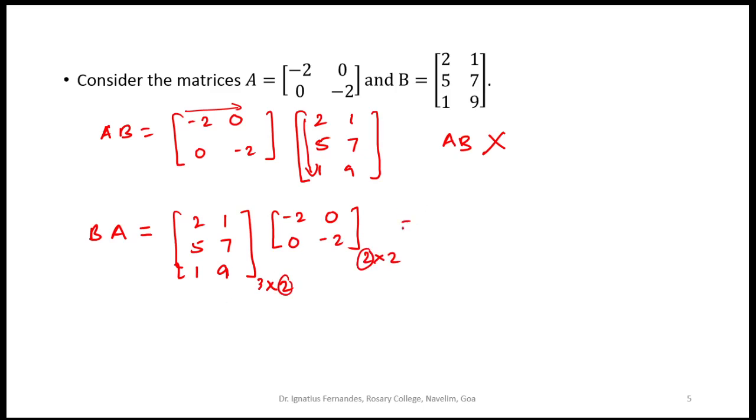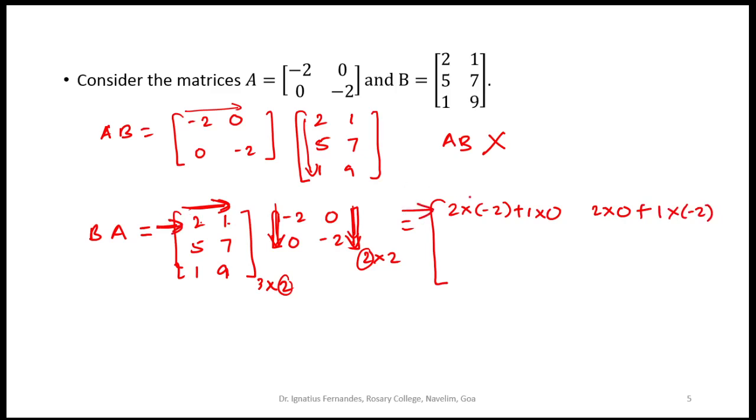So if I have to multiply this the same way, the first row you will multiply to the first column and then the second column, that will give you the first row here. So I'll multiply this with this first: 2 into minus 2 plus 1 into 0. Then I'll multiply the first row to the second column here: 2 into 0 plus 1 into minus 2.